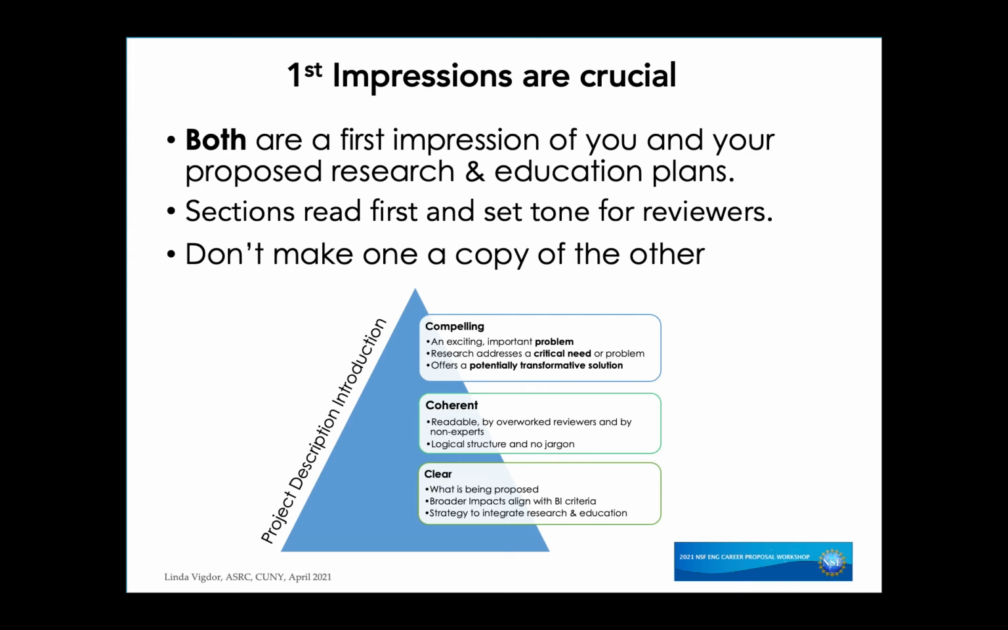So key things to keep in mind, both should be compelling. So compelling is an exciting, important problem. The research addresses a critical need or a problem, and you offer a potentially transformative solution. It's coherent, readable by overworked reviewers and by non-experts, and there is a logical structure with limited jargon.